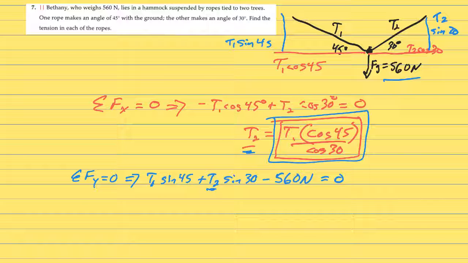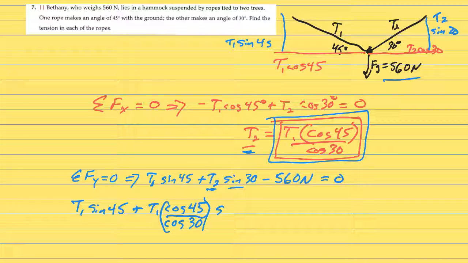So let's go. T1 sine of 45. Now here's my T2. And I'm going to replace it with the box, cosine of 45 over cosine of 30. But do not forget that sine of 30. A lot of you will forget that's there. I'm going to throw the 560 to the other side because we're going to have to. Now I got to grab a calculator.